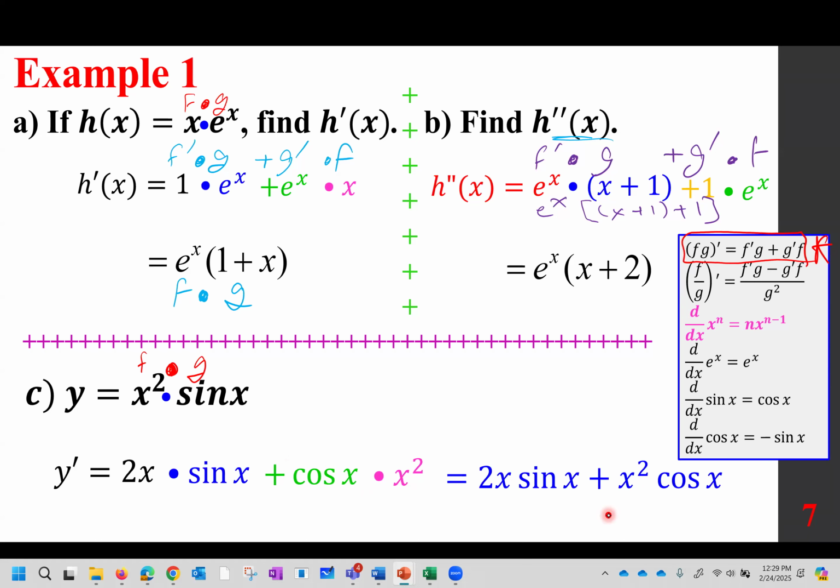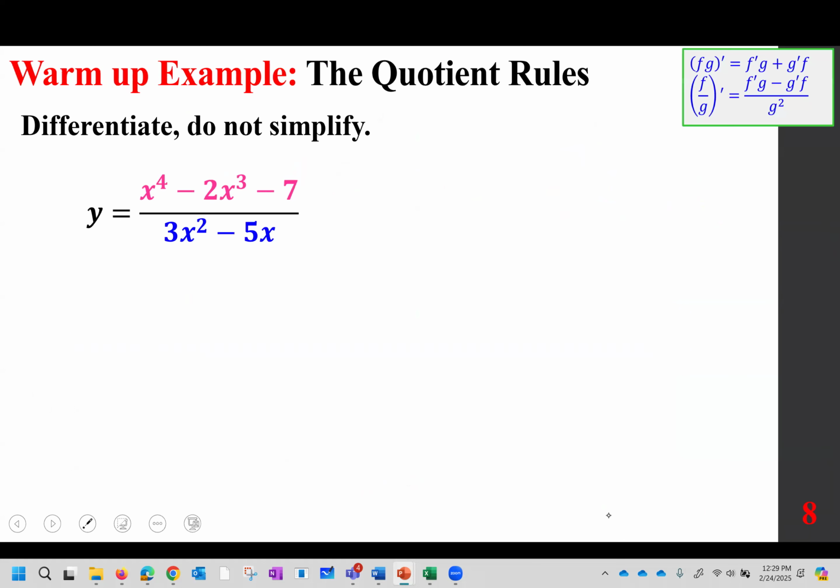So that's the product rule, everybody. And now we're going to look at the quotient rule. Again, a warm-up example. And I'm going to call this f over g. And notice f is the same as f for the product rule warm-up. G is the same as that one, but this time we are using the quotient rule. So to use the quotient rule, again, I would write the formula and I would follow that.